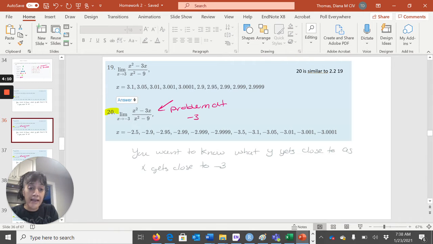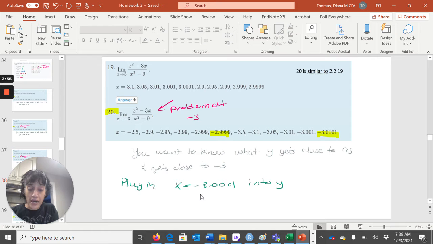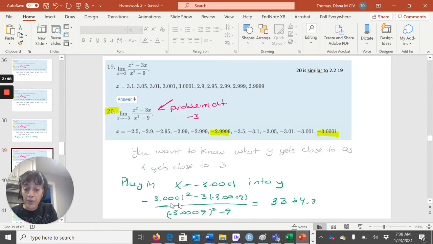So they give you a sampling of points, and the best way is to try something very, very close first. These are the two closest samples that they have to negative 3. So start there. I started at x equals minus 3.0001, and I plugged that into the y.